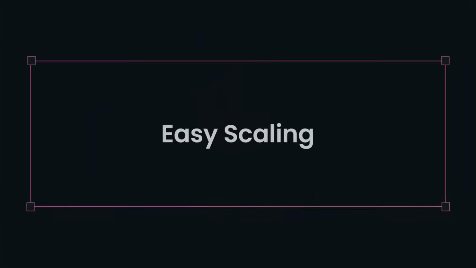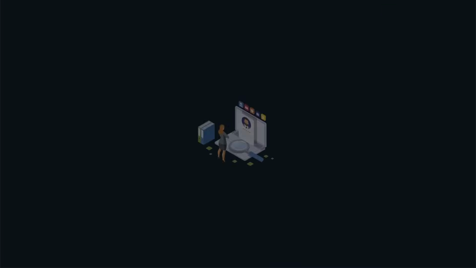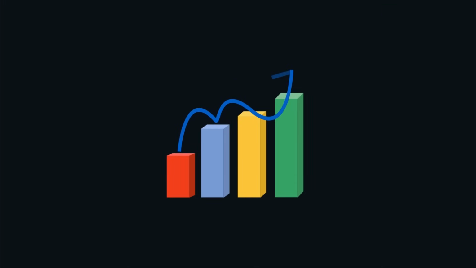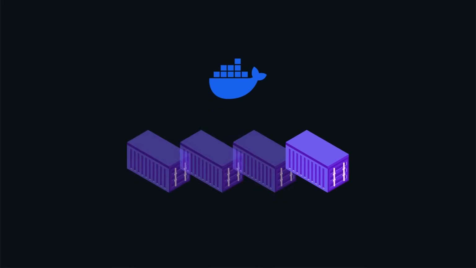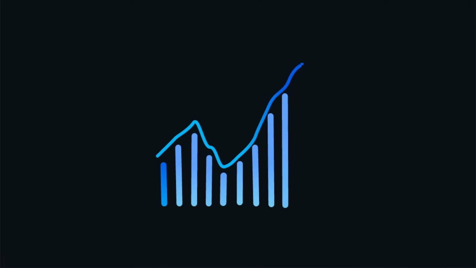Docker also allows for easy scaling. Using Docker makes it simple to handle more users. How? Well, imagine you're running a popular online streaming service. As more users sign up, you need to scale your video transcoding service. Docker allows you to easily replicate and deploy additional transcoding containers, ensuring smooth scaling without disrupting the entire application.